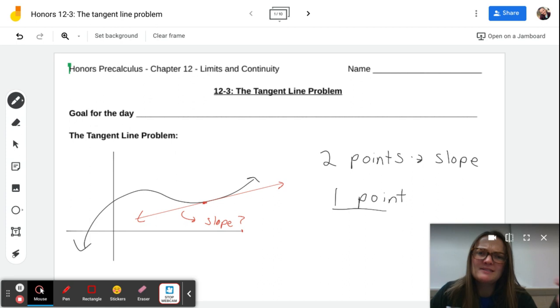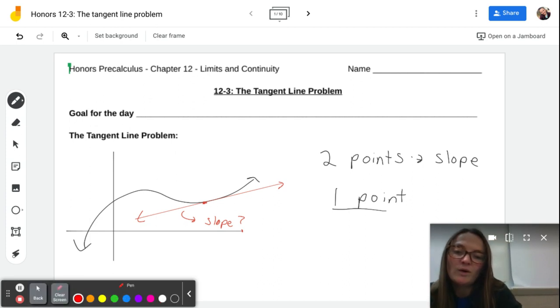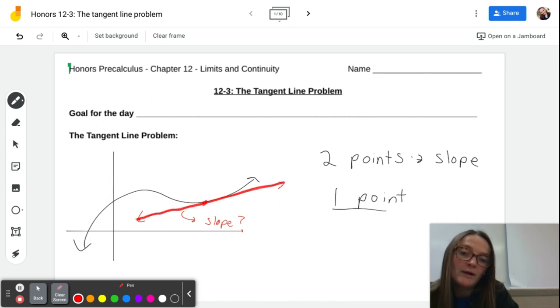So basically what we did at the beginning is we talked about what a tangent line is, and a tangent line is a line that passes through a graph at one point and then it moves on. That's what a tangent line is.